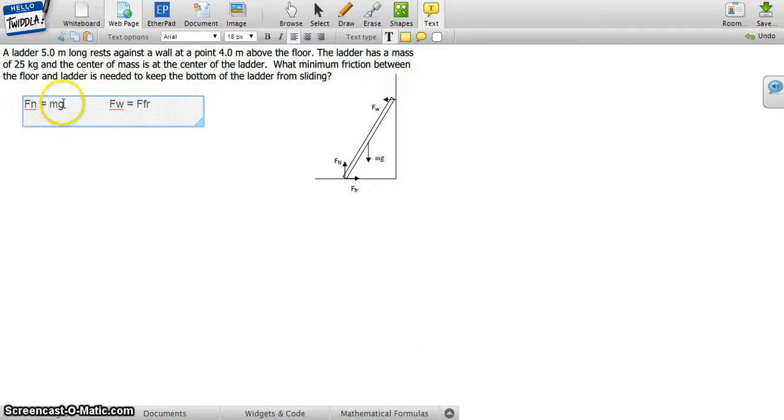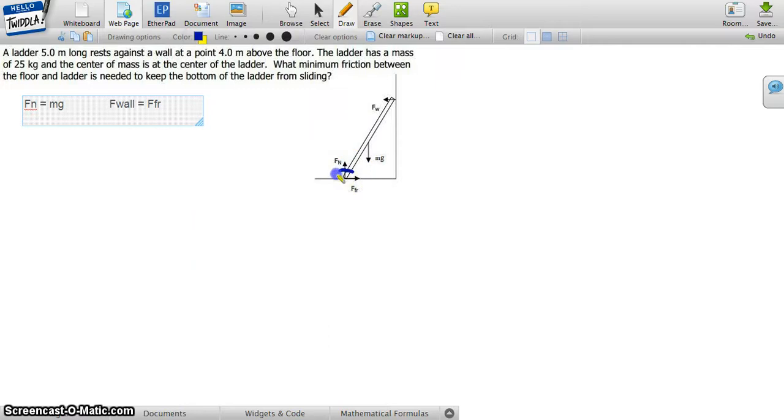We know what the weight is, so that means we know the normal, but we don't know the force from the wall. And so that means we don't know what the force from the friction is either. So now we have to consider torque.